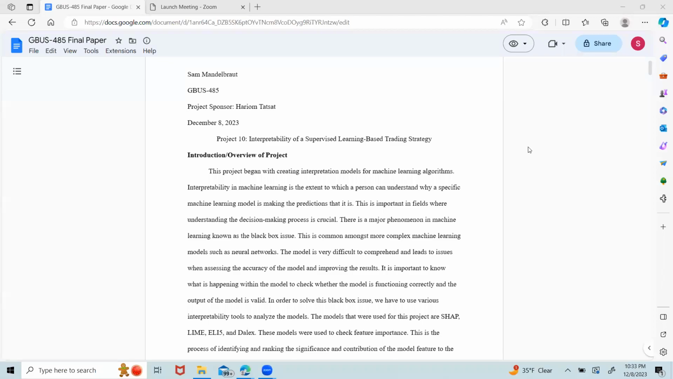Here I'm going to go over Project 10, which is Interpretability with Supervised Learning-Based Trading Strategy. What I'm going to cover is some of the background and overview of the project. I'm going to discuss the progress that we've made this semester and talk about some of the next steps for the project that we're going to do in the coming months.